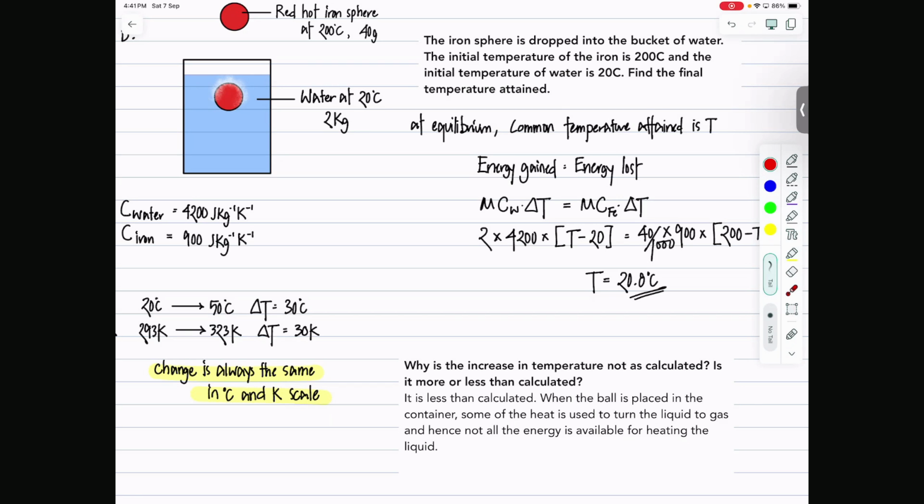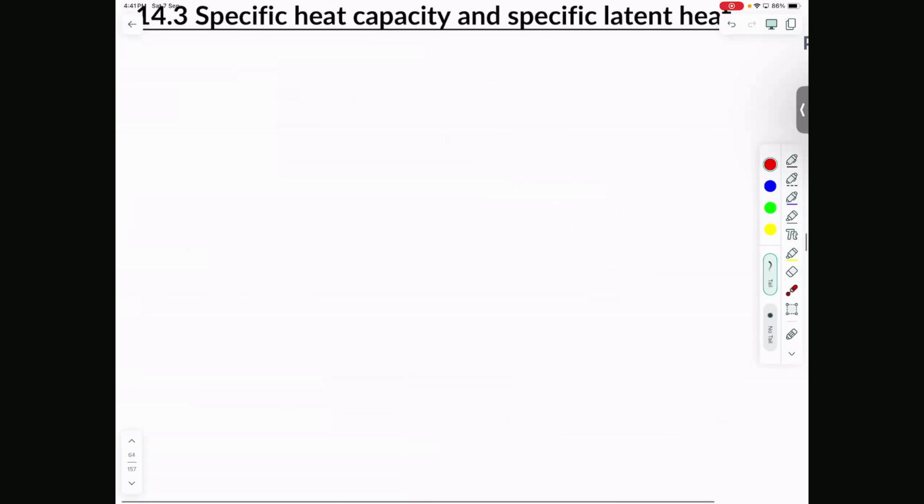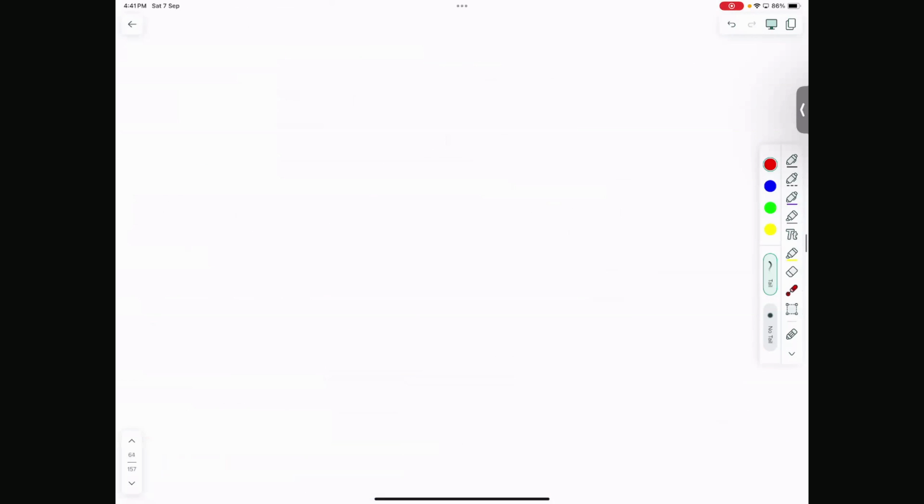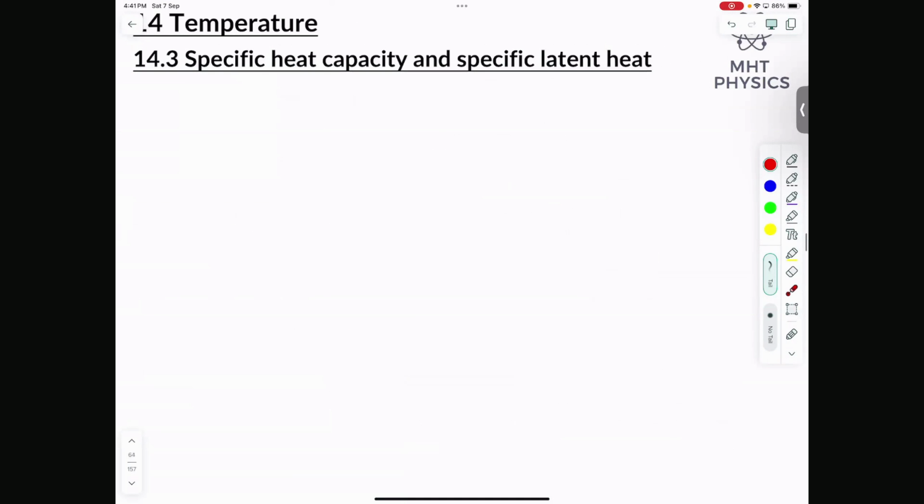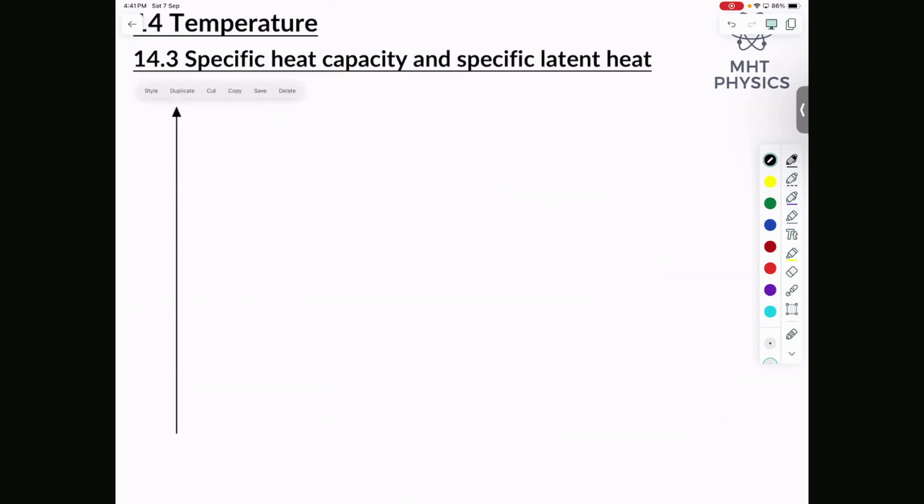Okay, let's look at the heating graph. So the heating graph was part of the O-level syllabus. They got rid of it. Now you have it in A-levels. So what is the heating graph? You need to understand what happens when you heat any substance, and they actually follow a very particular sequence of events.